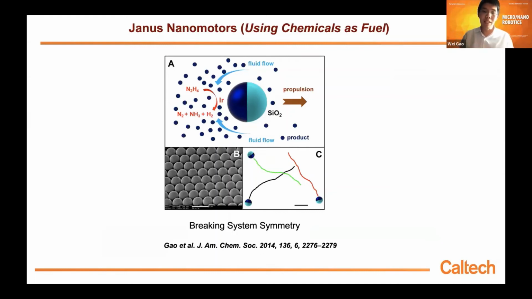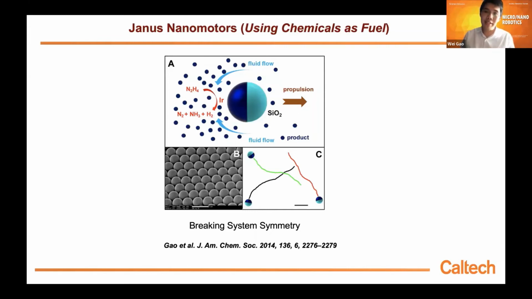In this case, we need to break the system symmetry by introducing asymmetric chemical reactions. So many people propose platinum-coated dense particles, basically spherical particles, platinum-coated on one side. We also use iridium-coated particles. For example, iridium can catalyze the decomposition of hydrazine. And this chemical reaction can generate a product gradient.